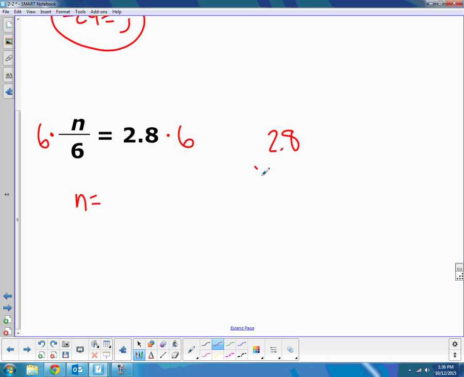2.8 times 6. 6 times 8 is 48. 6 times 2 is 12. 13, 14, 15, 16. Since there's one number on the right side of the decimal in the question, in my answer there should be one number on the right side of the decimal. And then I double check. 2 times 6 is 12, so 2.8 times 6 should be just a little bit more than 12. 16.8 is the correct answer.